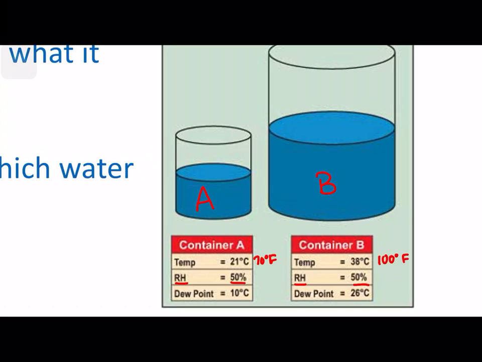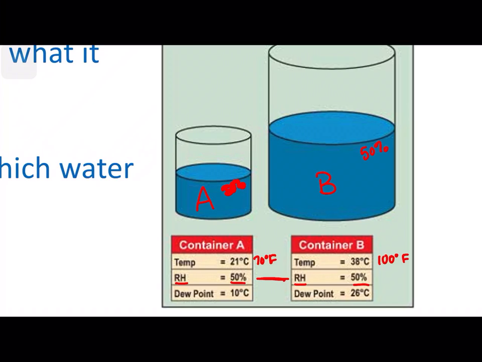So we have relative humidity here at 50%, and here at 50%. Do you think those two would feel the same, 50% relative humidity at 70 degrees versus 50% humidity at 100? It's going to feel way worse. So relative humidity isn't a great indicator of how humid or muggy the air is. A better indicator is your dew point.